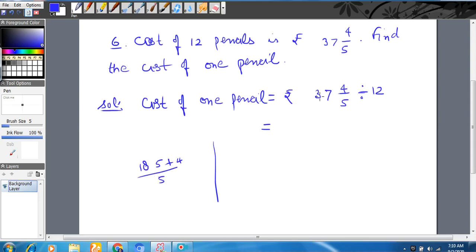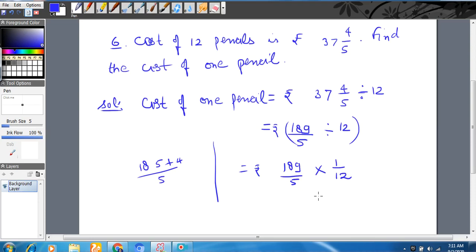37 को 5 से मल्टीप्लाई करना है this way and add 4. So it is 185 plus 4 upon 5. So final fraction, that is the improper fraction, is 189 upon 5 divided by 12. And write rupees also in this way. So it is rupees 189 upon 5, convert into multiply and write the reciprocal of 12.